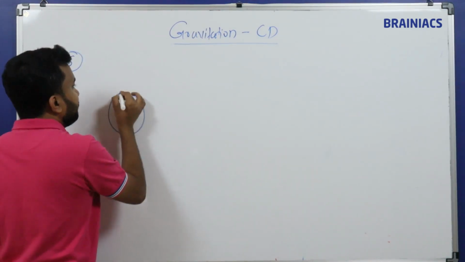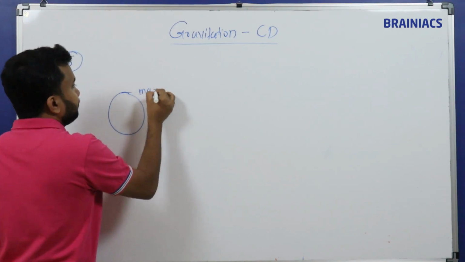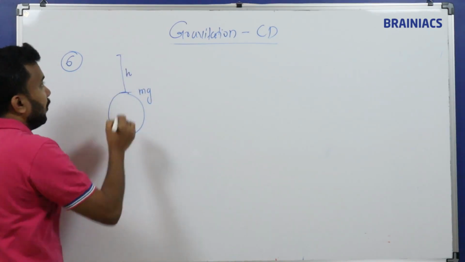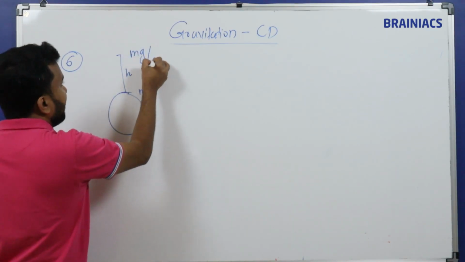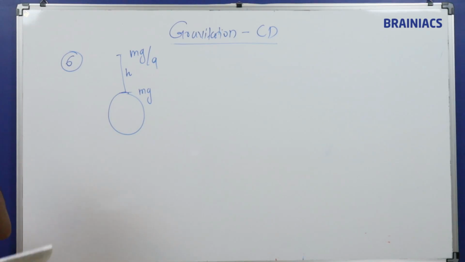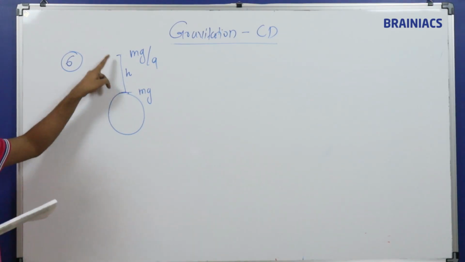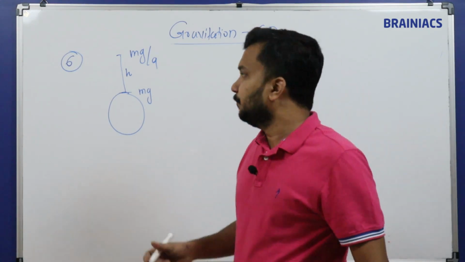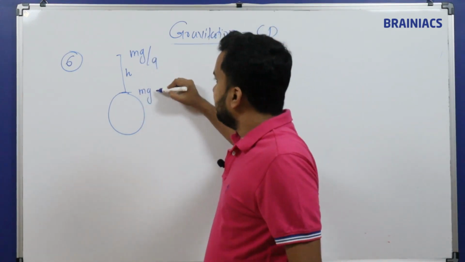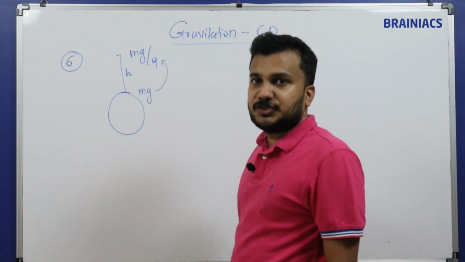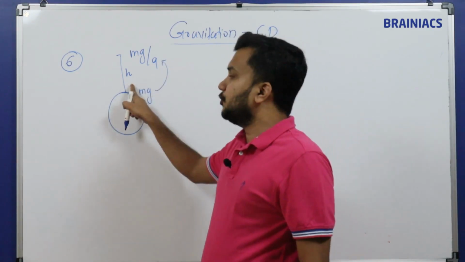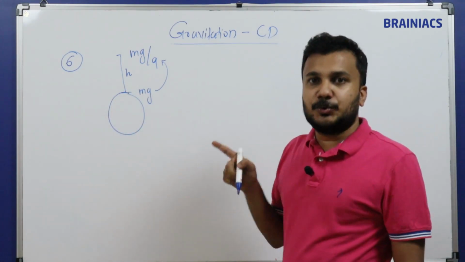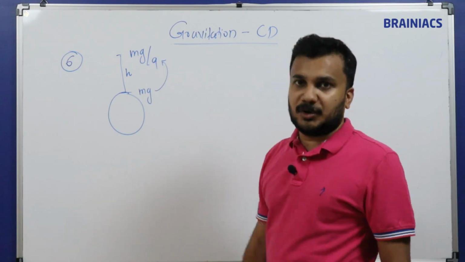So this indicates that on the surface its weight is mg. Suppose at a certain height the weight becomes 1/9, which is mg/9. What is the value of the height above the earth's surface? Now, m is constant, but what is actually changing? g changes to g/9 due to height. So we are going to calculate the change of acceleration due to gravity due to the height.